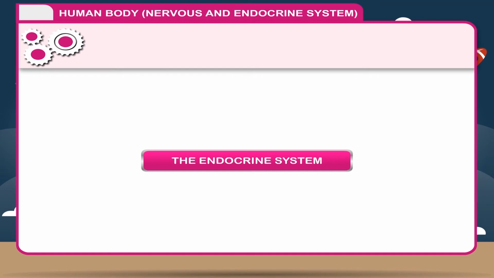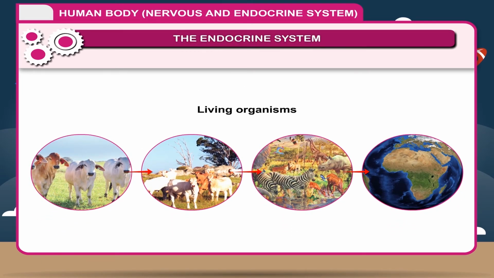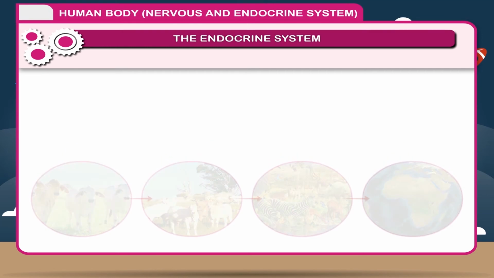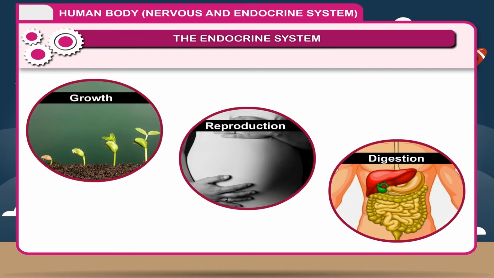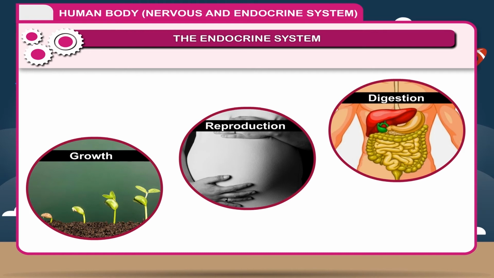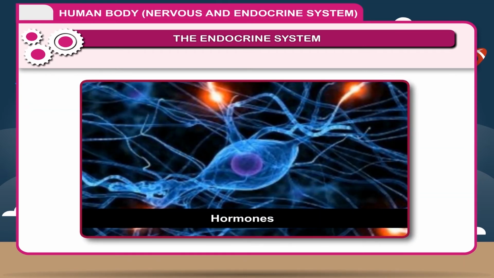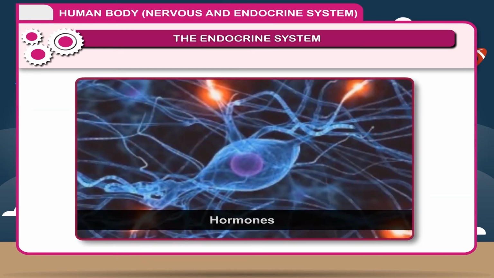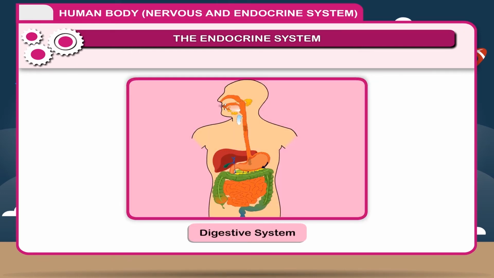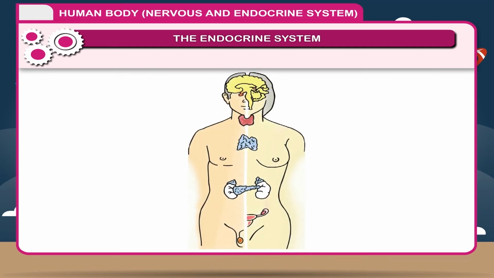The endocrine system. We all know that living organisms perform a number of activities such as growth, reproduction, and digestion, etc. These are controlled and coordinated by nervous coordination and chemical coordination. Our body secretes certain chemicals called hormones. Hormones are the chemicals produced in the body that regulate or stimulate some actions. Hormones are secreted by endocrine glands. These glands have no ducts and are also called ductless glands.